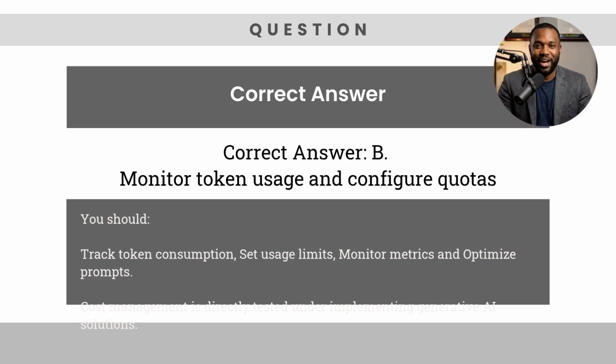You should track token consumption, set usage limits, monitor metrics, and optimize prompts. Cost management is directly tested under implementing generative AI solutions.